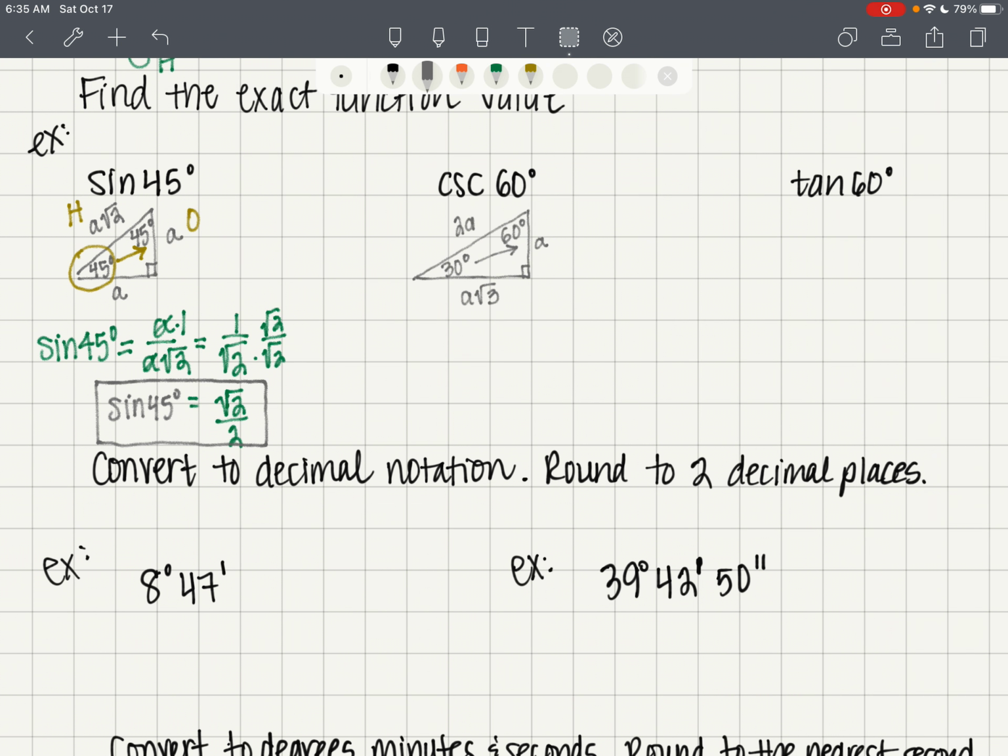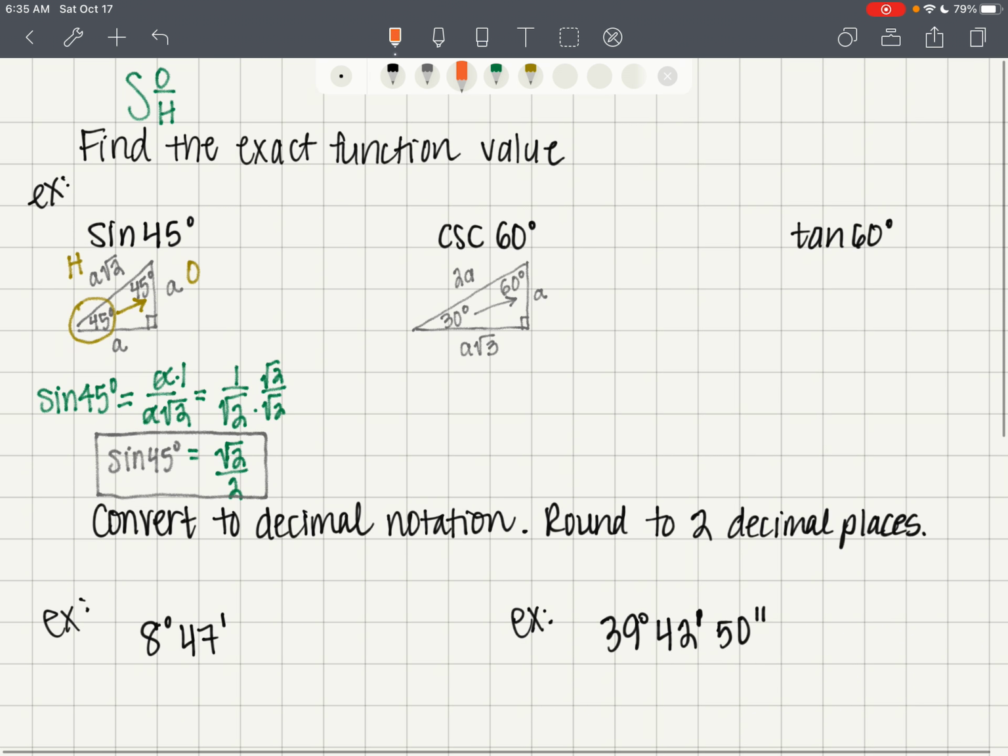So that is something you're going to want to have memorized. It's a fact that you'll need to be able to recall. And then we're going to have the cosecant of 60 degrees. So when I write this, I write sine of theta, and then across from it is cosecant of theta. So the sine of theta is opposite over hypotenuse. Therefore, cosecant will be hypotenuse over opposite.